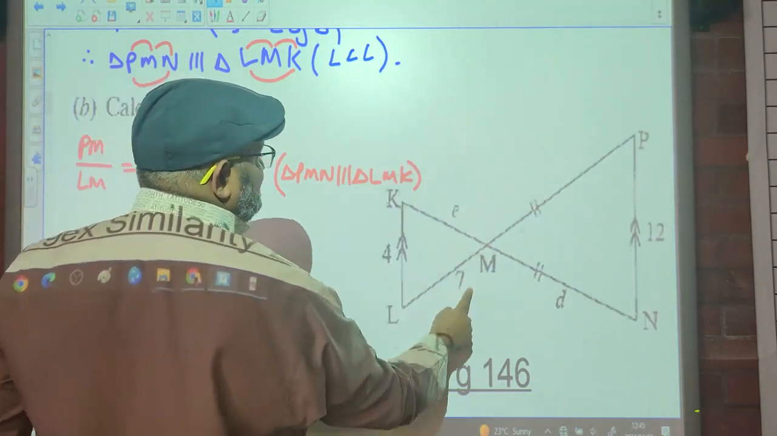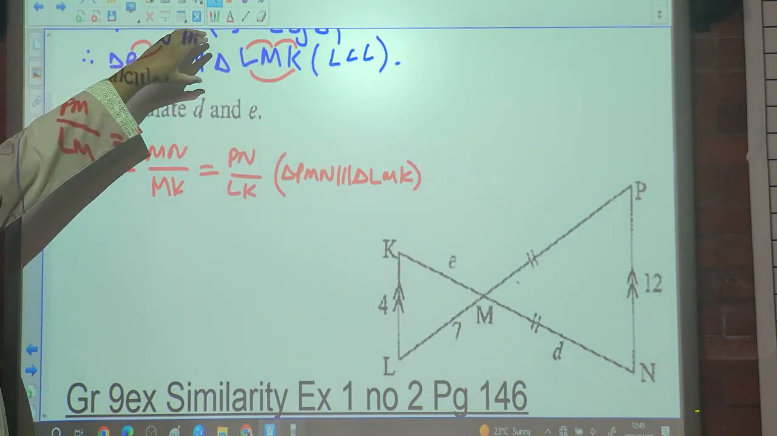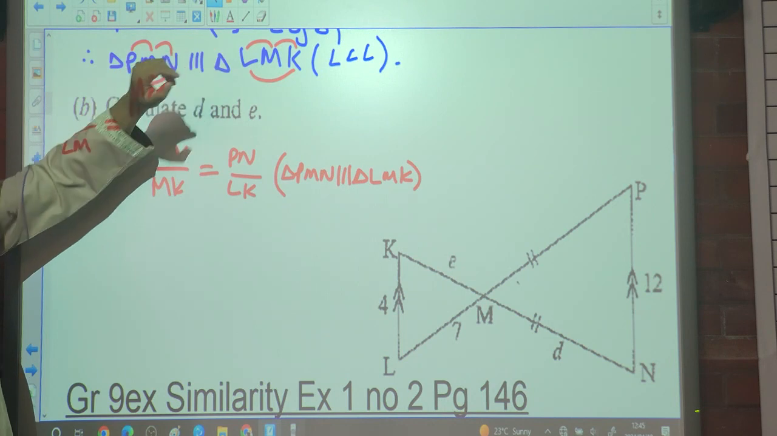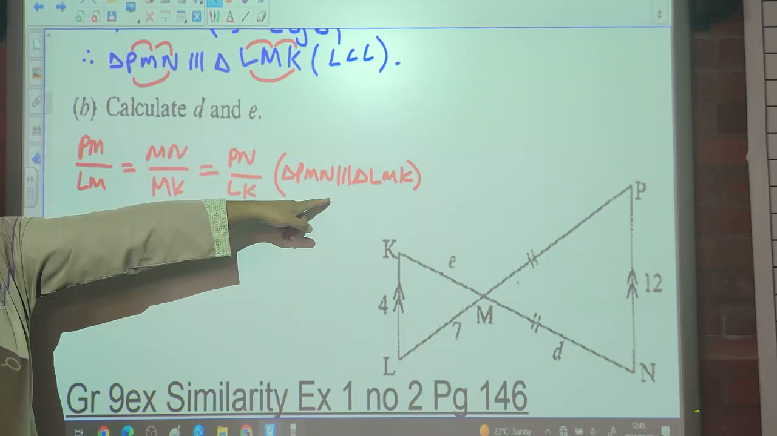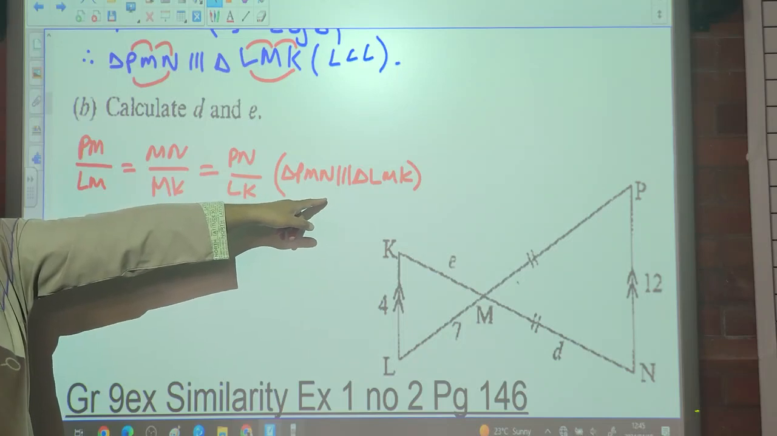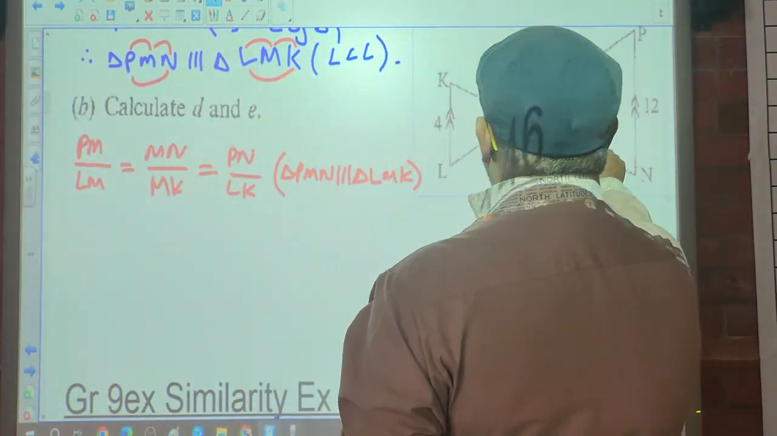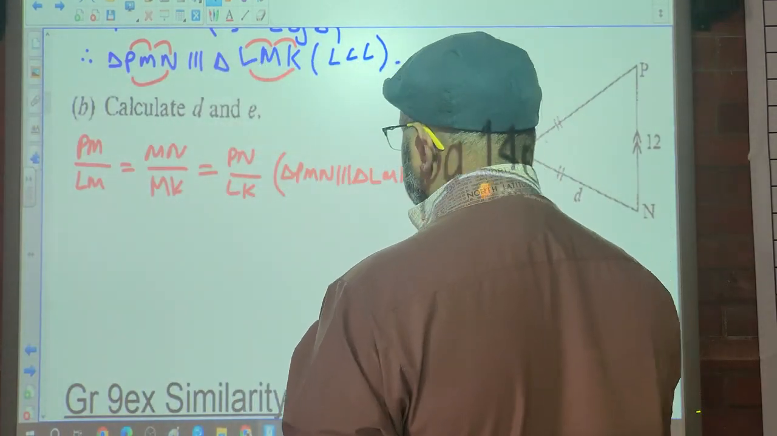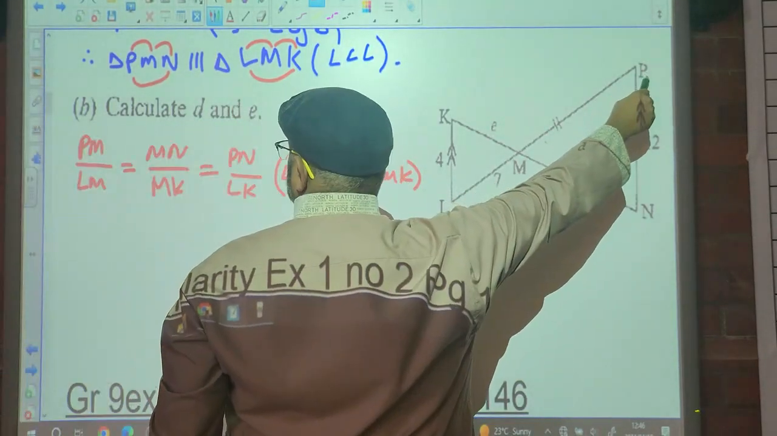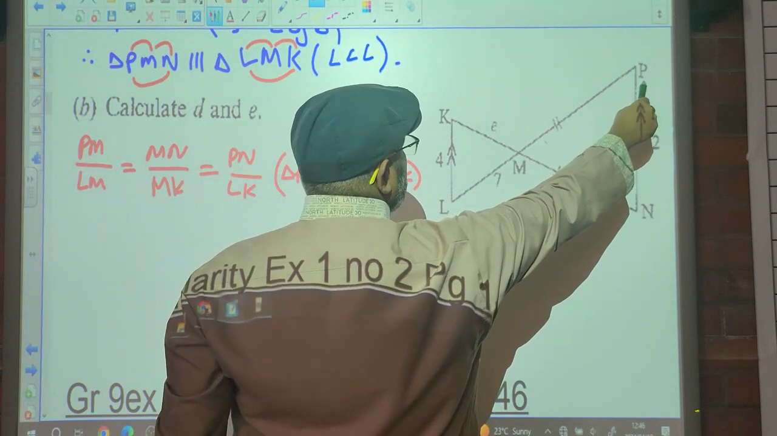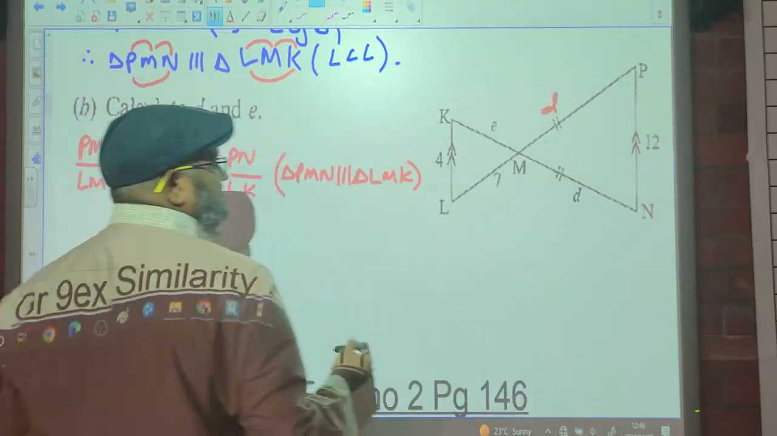Now say for argument's sake in the exam, you didn't manage to prove the similarity here. I still go and say this here and I conclude. I can then assume that it is similar. You guys understand, eh? Alright, so let's see. So PM, what's the length of PM? PM. Oh, PM. That is the same as that, so it's going to be D.